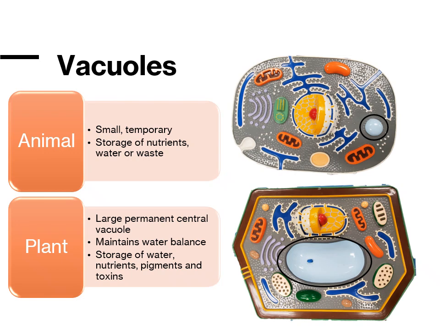It has a really important role in maintaining water balance in the cell. We'll look at much more in a later section. It's also necessary for water storage, along with other molecules like nutrients, pigments, and even toxins, to keep them away from the rest of the cell.